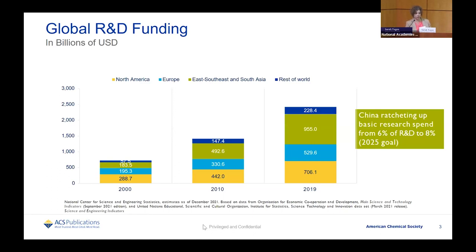We have also understood from some of our partnerships in China and some of the folks that we know there is that China is looking to shift some of its research and development investment from applied science to more basic research. And they're hoping to grow that fraction of research and development money from 6% to 8%.